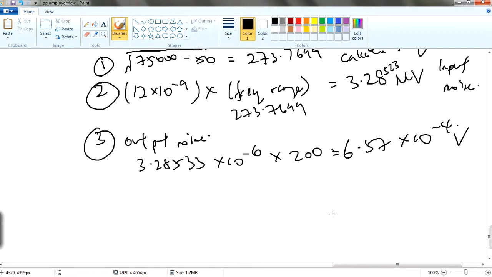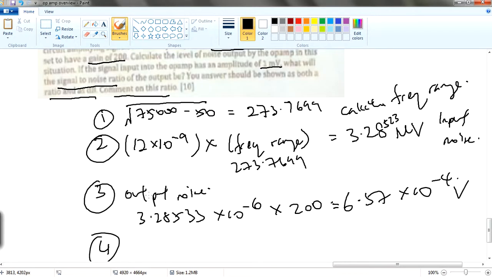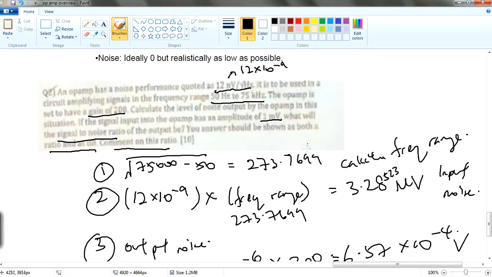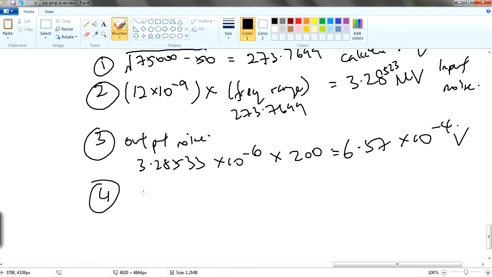Next what I'm going to calculate is the ratio. My ratio is from my input signal of 1 millivolt over the noise. Actually it should be output signal. Input and output signal, if it was a clean one, will be the same, and then divided by output noise.